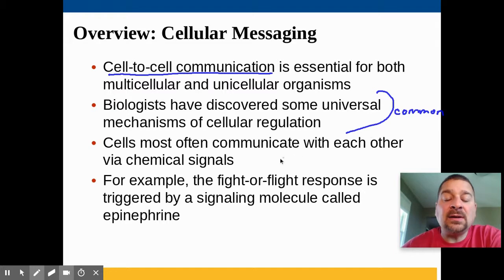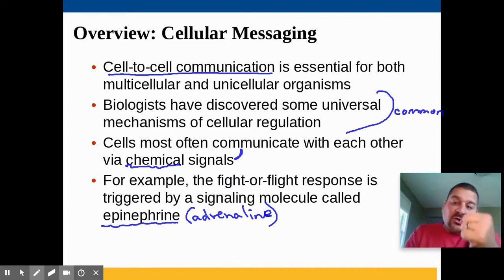Cells communicate with each other via chemical signals. They can also respond or communicate with light signals and other types of messaging. But most of the time, in this unit, we're going to be looking at chemical signals. For example, fight or flight, which you often hear about, is triggered by a signaling molecule called epinephrine. In your handout or your textbook, there is a picture of a cheetah chasing an impala. Sometimes we call this adrenaline, and you hear about that adrenaline rush when there's danger. Okay, you're either going to stay and fight, or you're going to try to run away.